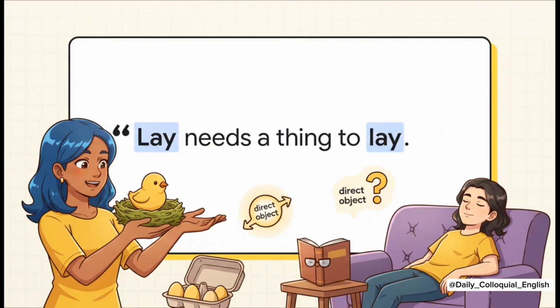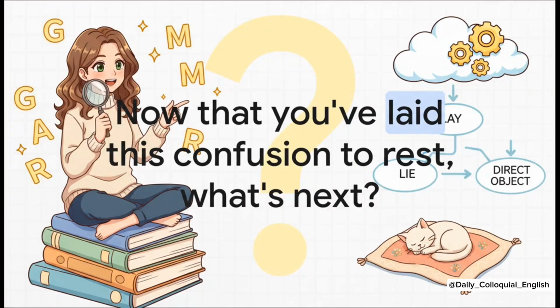Okay, if your brain is still spinning and you can only remember one thing from this entire explainer, please let it be this. Just say this little phrase to yourself. Lay needs a thing to lay. It's a fantastic mental shortcut that works every single time. And there you have it. You've done it. You have officially untangled one of the toughest knots in English grammar. You didn't just lie down and give up, you laid the groundwork for getting it right forever. So now that we've put this one to bed, what other grammar mysteries should we tackle next?